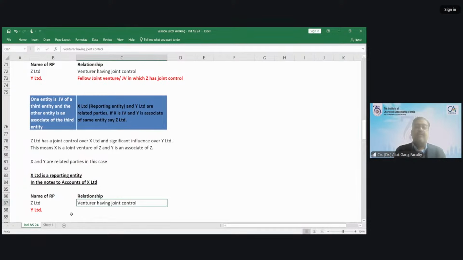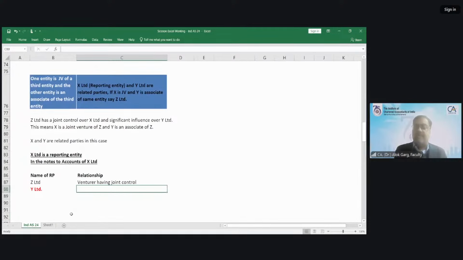who is Z in the books of X? Z is a venturer having joint control. Correct? What about Y? Y is an associate of Z, right? Or you can write Y is an entity where the venturer has a significant influence. Okay, you can write both ways. Is that clear?